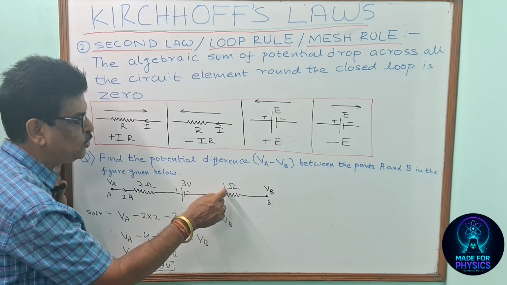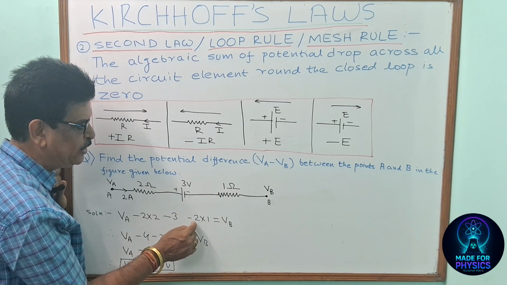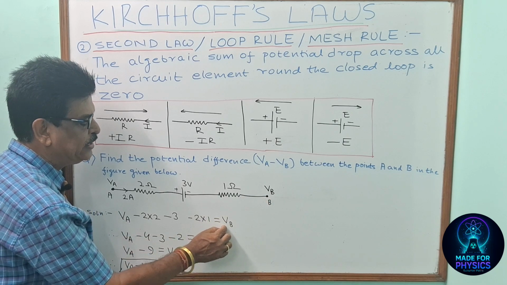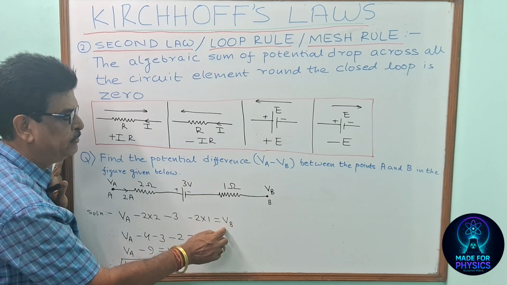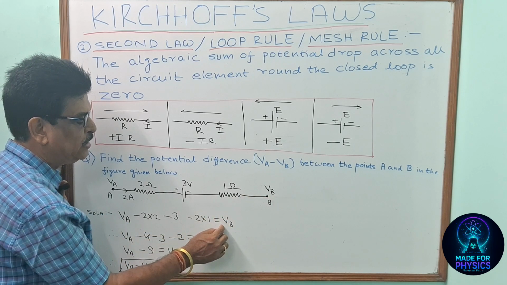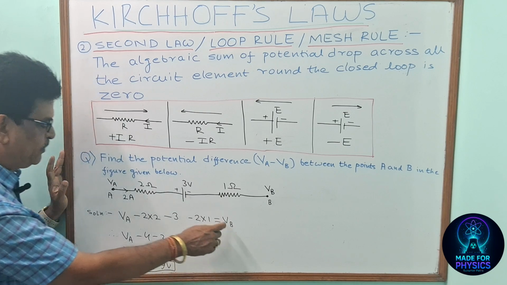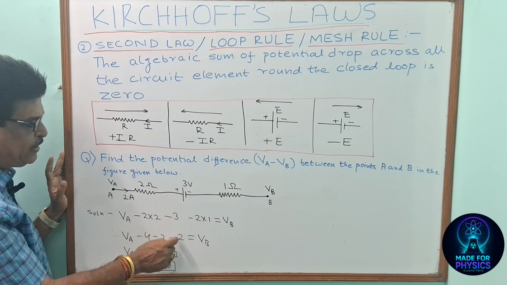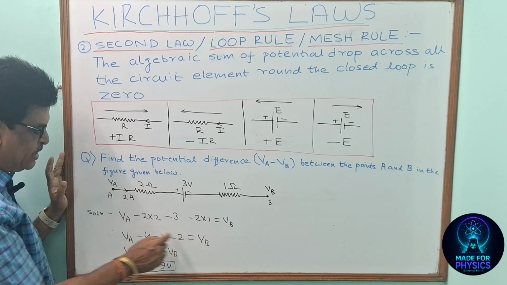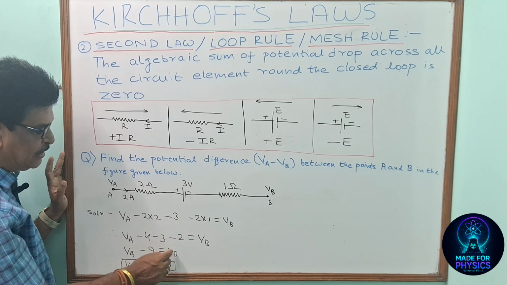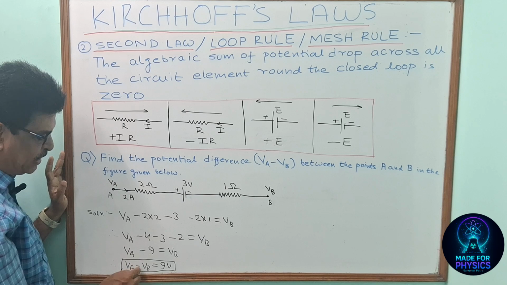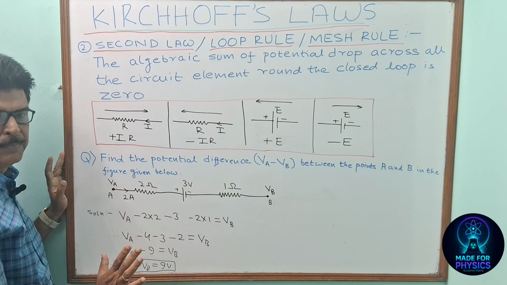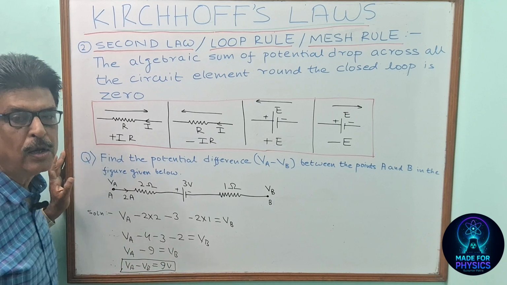Here we are moving again along the direction of the current. So the current into resistance is with a minus sign, minus 2 into 1, back to the point B, and so this becomes equal to VB. And therefore VA minus 4, minus 3, minus 2 is equal to VB. And therefore VA minus 9 is equal to VB, and therefore VA minus VB becomes 9 volts. You may get a question like this. So this is how you're going to solve it.